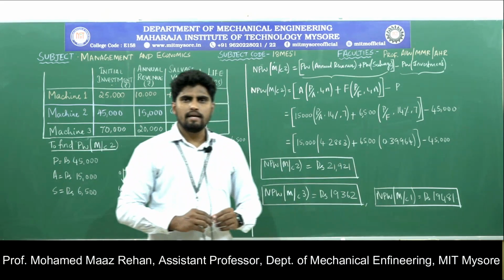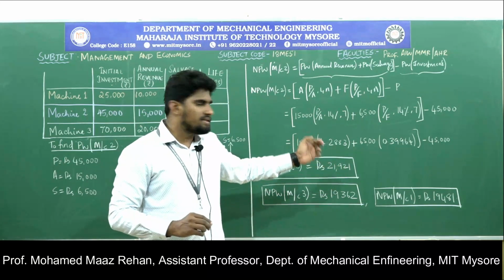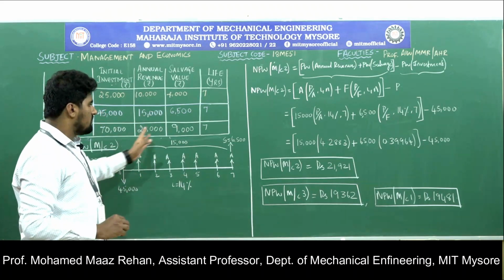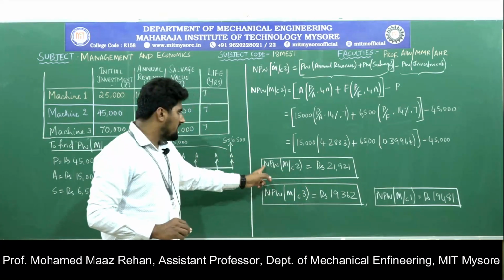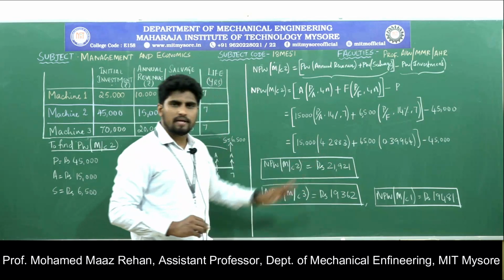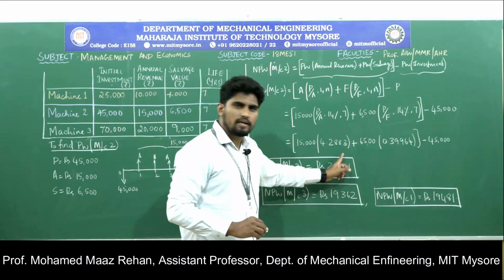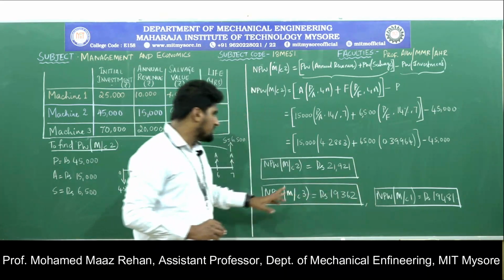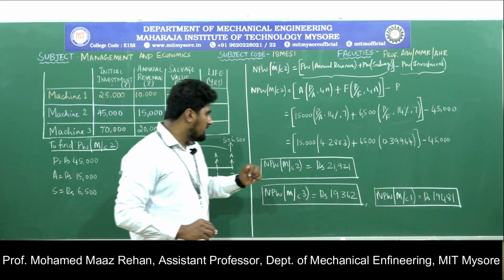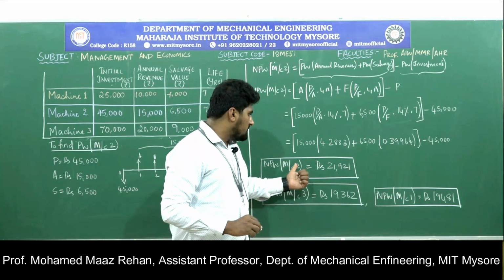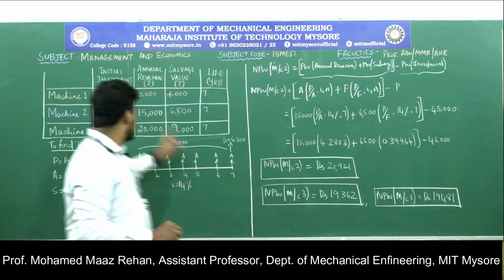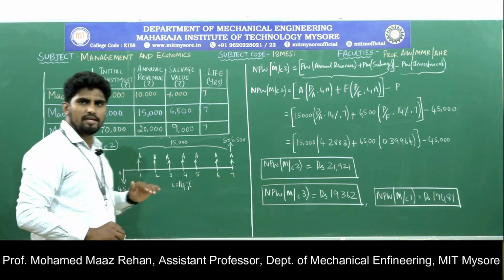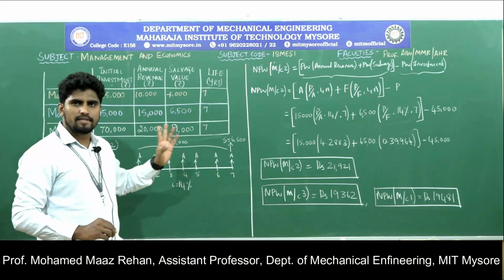Now, our main aim here is to find the best alternative, right? Among these 3 alternatives, which is the best one? If you just see here, machine 2 is having the highest algebraic value, that is rupees 21,921, compared to all other machines, compared to machine 1 as well as machine 3. So we can conclude that the net present worth of machine 2 is best. Means to say, machine 2 is best compared to machine 1 and machine 3. I hope the concept is clear enough.